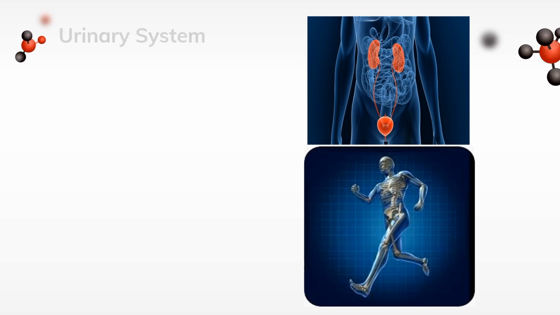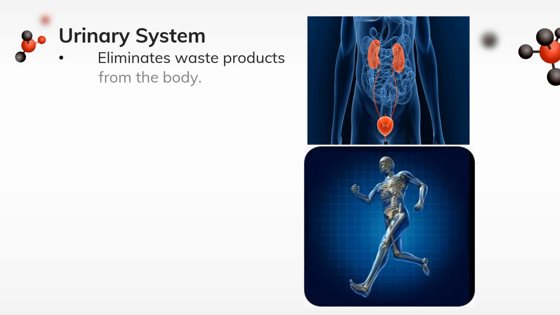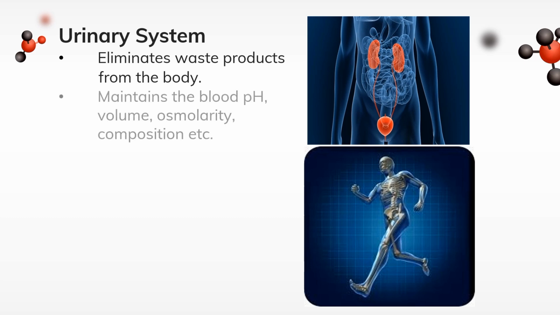Next, there is urinary system. It contains kidneys and associated plumbing. This system removes excess water, salt, acid, and other electrolytes from the plasma and eliminates them in the urine along with the waste products other than carbon dioxide. It also maintains the blood pH, volume, osmolarity, composition, etc.